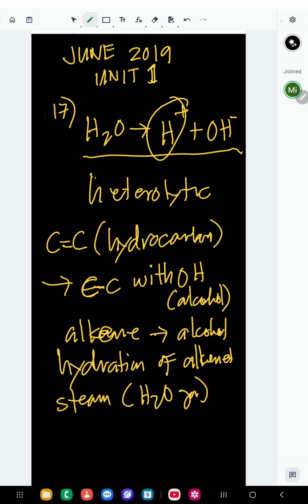Then for number 19, butene shows geometric isomerism. What are the prefixes that could be used in naming this isomer? So in naming this isomer butene, we can use the prefix cis and Z.